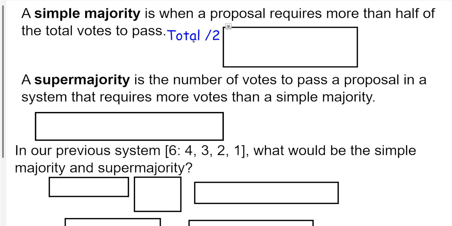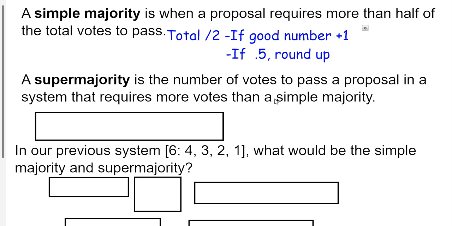If you divide a number by 2, you're either going to get a half, in which case we need to round up, and that's it. That's a majority. Or if it's a whole number, say 12 divided by 2 is 6, we take the whole number and add 1 to it. That would make it 7 for the majority.